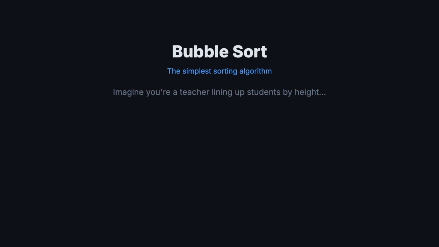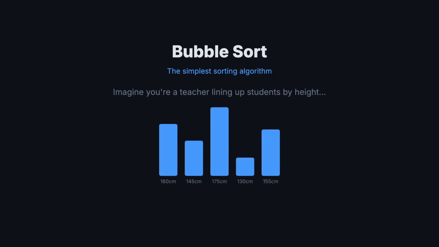Imagine you are a teacher and you need to line up your students by height. Shortest on the left, tallest on the right. How do you do it?